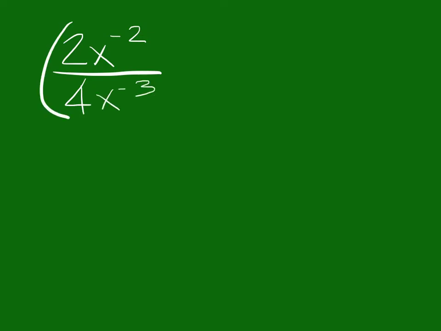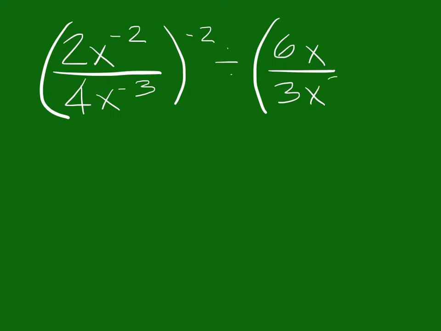Try this one. 2x to the negative 2 over 4x to the negative 3, everything to the negative 2, divided by 6x over 3x squared. All of that to the negative 2.